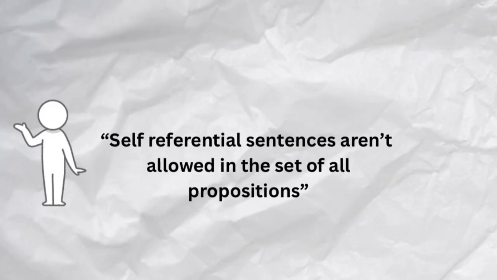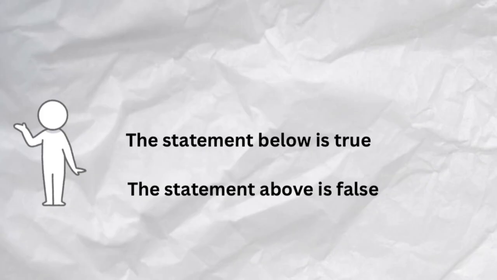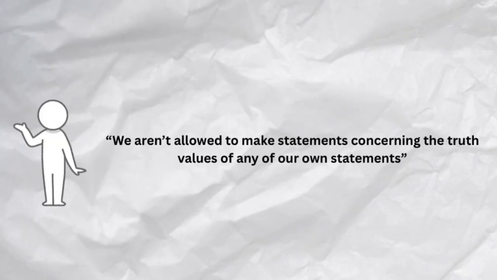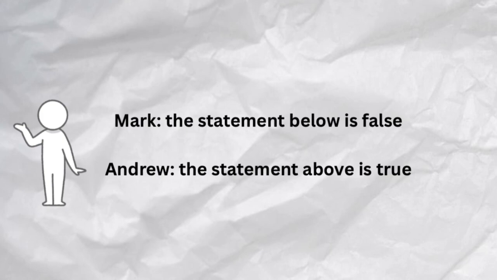A classical logician might suggest that self-referential statements are not allowed in the set of all propositions. But we might defend it by using a parity version. Consider this. The statement below is true. The statement above is false. The statements do not refer to themselves, only each other. But suppose you then say we aren't allowed to make statements concerning the truth value of any statements we make. But then I can just have someone write the below statement for me, as follows. Mark: The statement below is false. Andrew: The statement above is true.